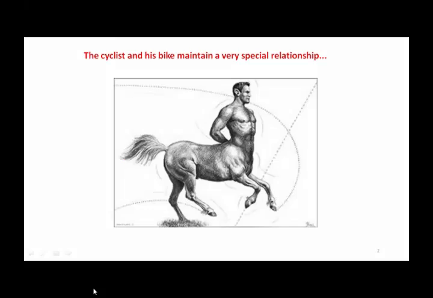First, I love these pictures. Why? Because I think it's important to see the cyclist with a machine. The cyclist and his bike maintain a very special relationship, and if I can say, he's both a master and a motor. I think maybe the cyclist is like a sort of centaur.